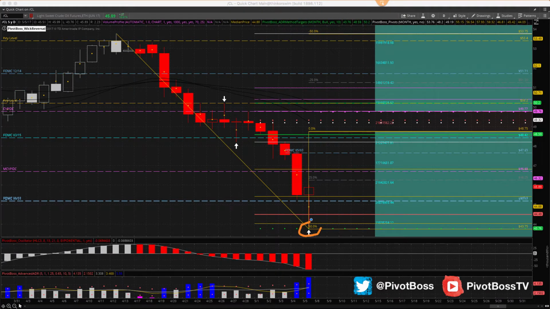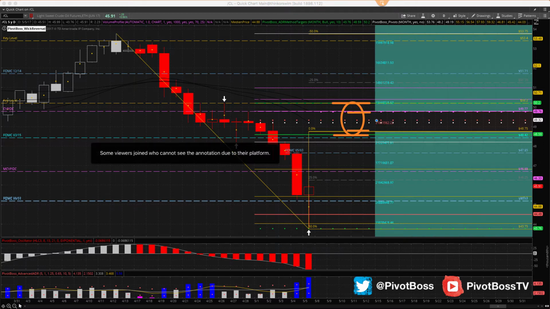From this low right now, the primary target on a monthly basis would be 48.59, and the average target would be 50.20. And we're only on day 5 of the month. So we got all month to reach this target zone. So you can see now, based on average monthly range over the last 10 months, the high probability zone would be right here. And that's also our 48.75. It's also our value level.